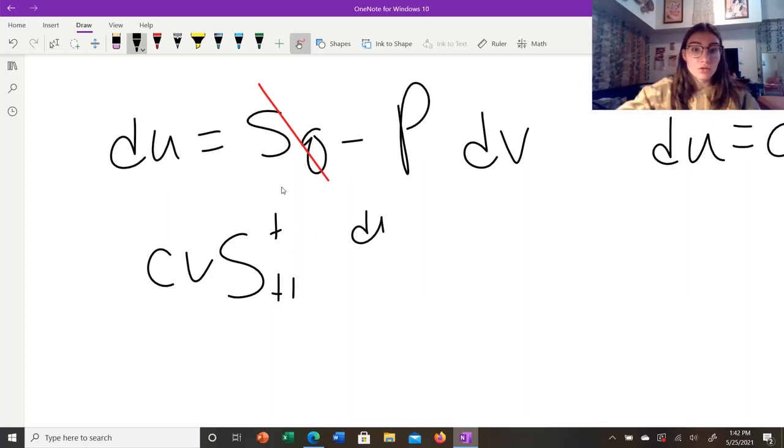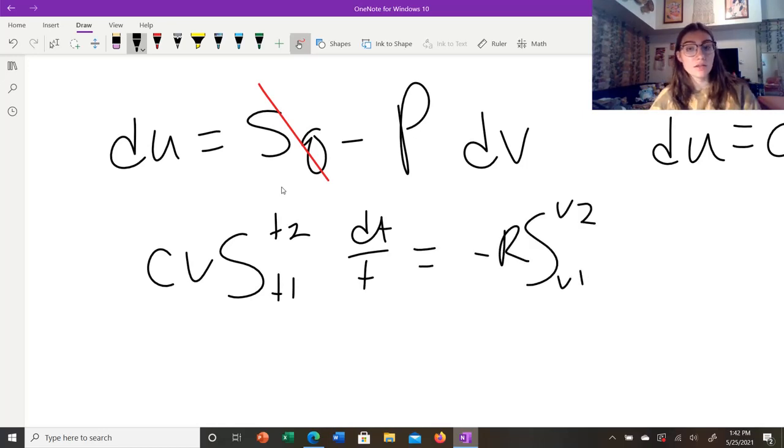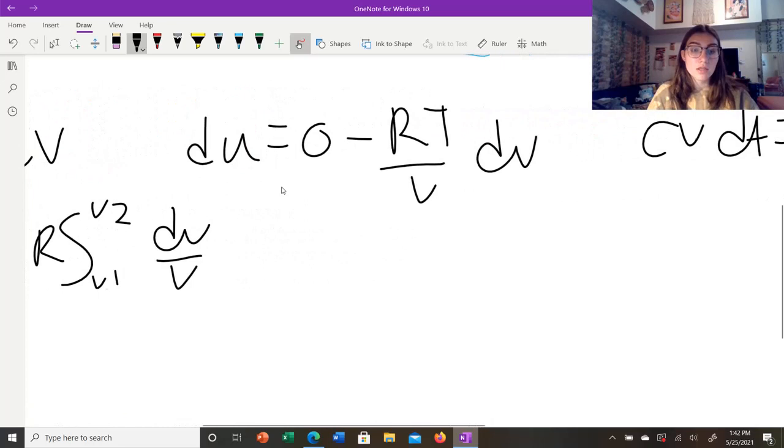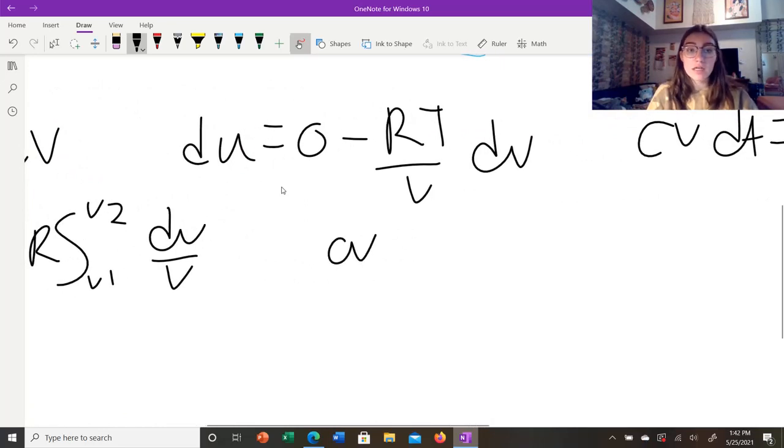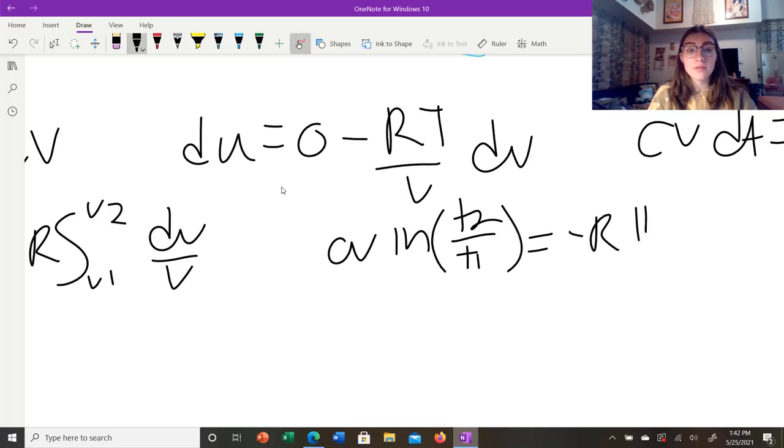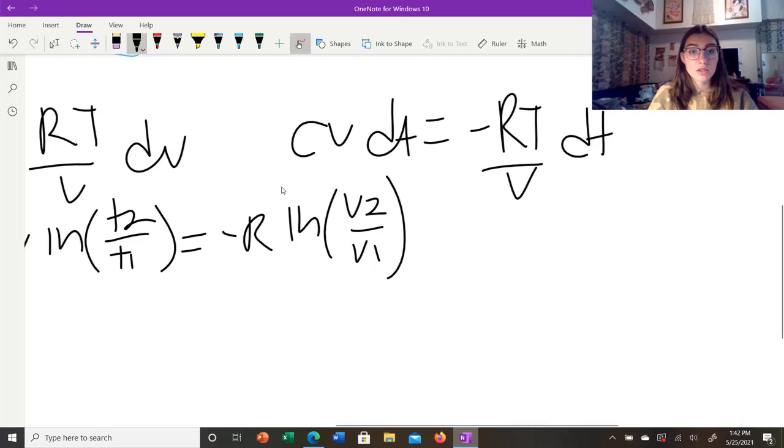For CV, we're going to take the integral. So CV, integral from T1 to T2 of dT over T, equals negative R times the integral from V1 to V2 of dV over V. From here, we're just going to do some easy algebra and integrate it. So CV times the natural log of T2 over T1 equals negative R times the natural log of V2 over V1. We're going to continue to do some algebra right here.